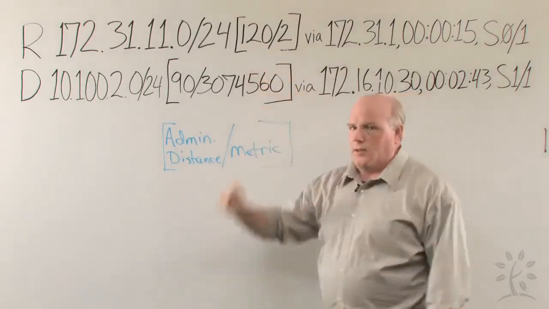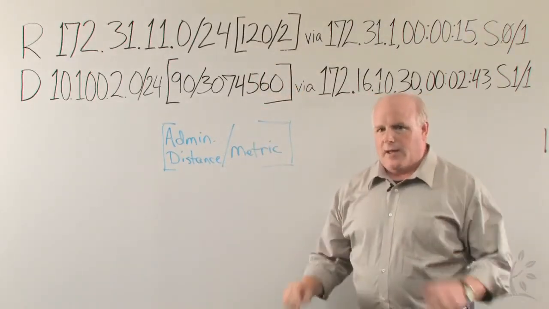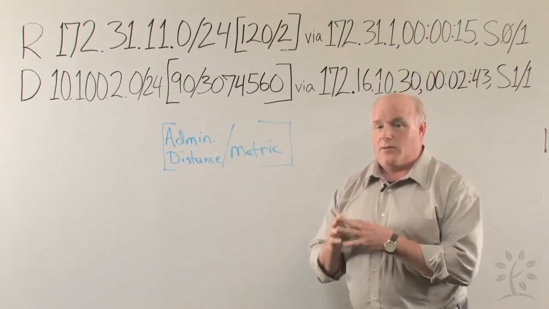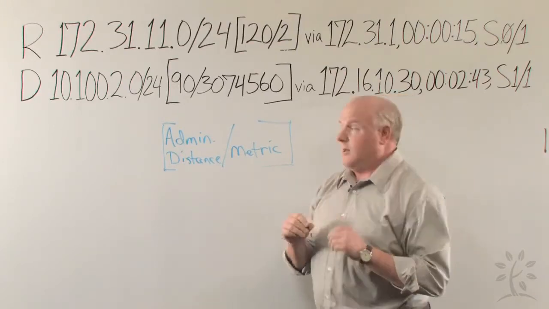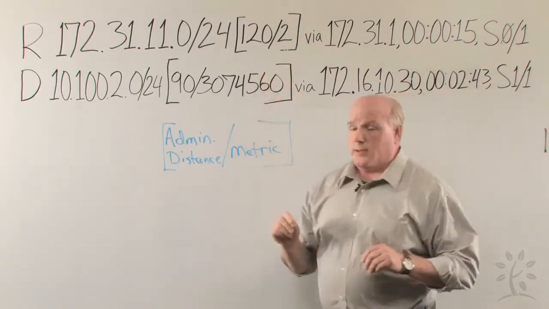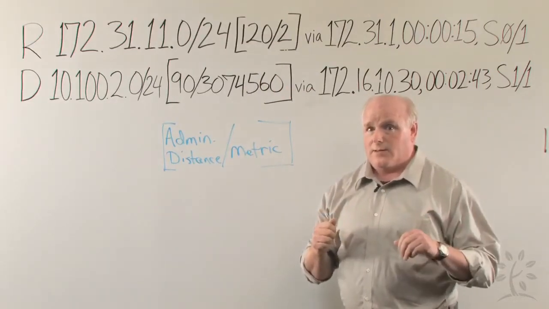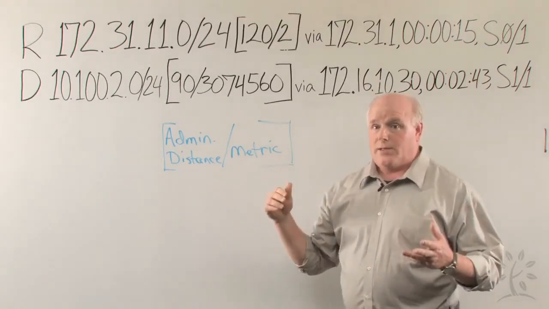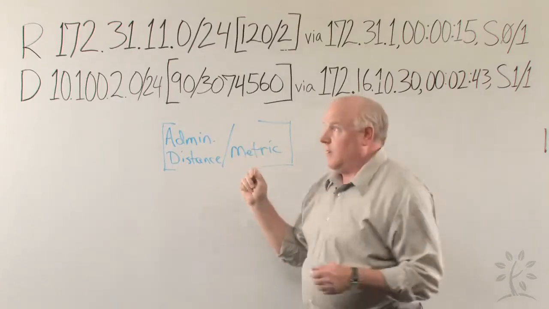The 120 is the administrative distance. That is a little bit different thing. Administrative distance is how we calculate the reliability of routes and routing protocols. 120 is the default for RIP, and other protocols have different administrative distances. The more reliable the protocol, or the more sophisticated the protocol, the lower the administrative distance.